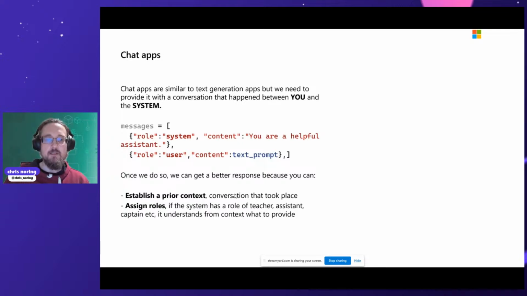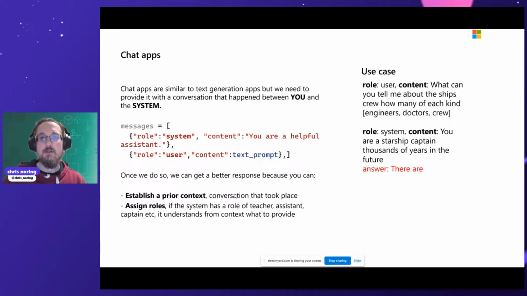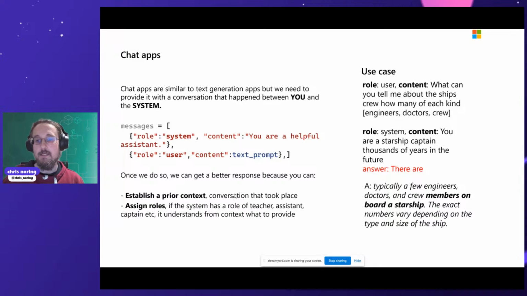So this is a different kind of beast, building chat applications. And some great use cases could, for example, be that you set it into a mode where you tell it you are a spaceship captain and you are thousands of years in the future. And based on that context, you are likely to get a different kind of response once you prompt it and say, what can you tell me about the ship's crew?